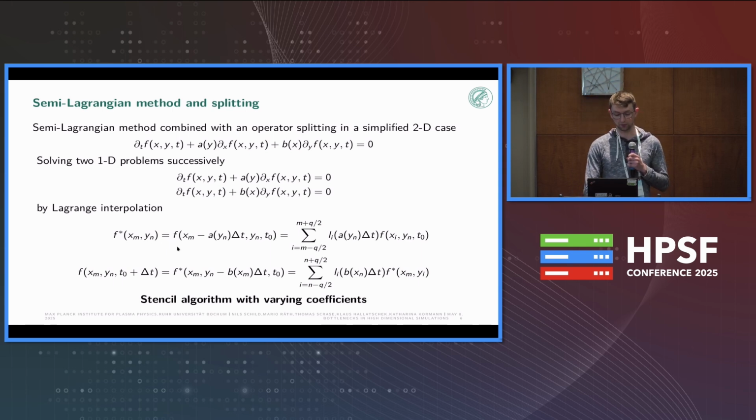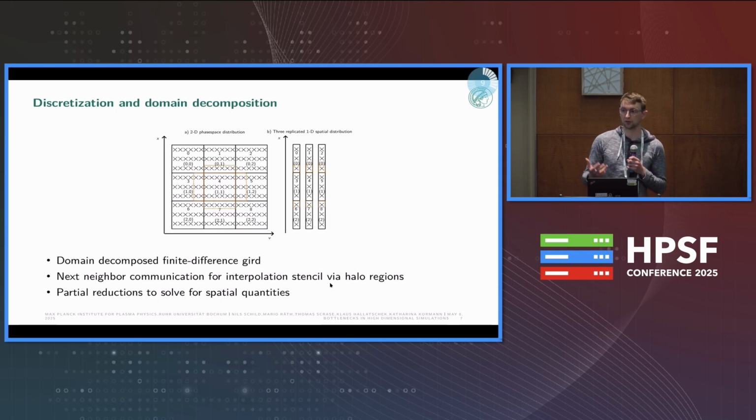First we interpolate on the x dimension by a shift using a Lagrange stencil, a Lagrange interpolation. In the second step, when we go to the full time step, we interpolate on the y dimension with a Lagrange stencil. So this is basically a stencil algorithm that we're looking at, with varying coefficients in the stencil. The discretization and domain decomposition is reasonably simple.